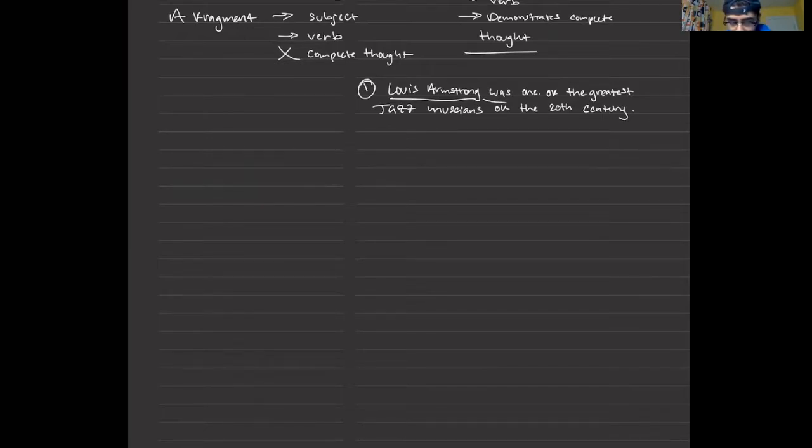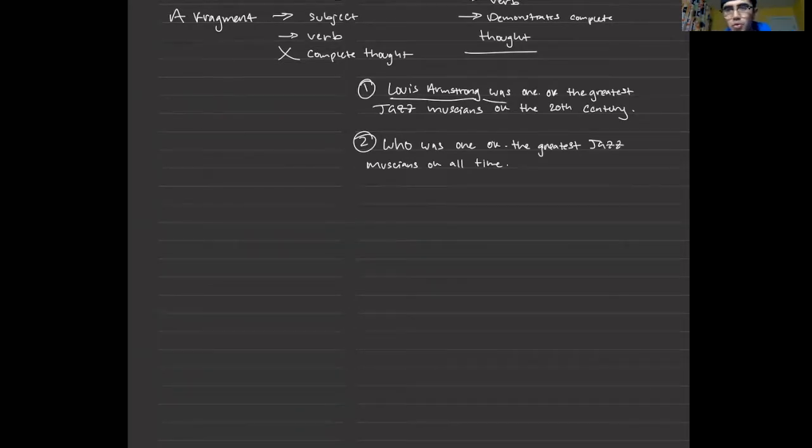Let's just look at this one. Who was one of the greatest jazz musicians of all time? So you're going to be saying that looks like a sentence, right? We have our quote unquote subject here, who, which is not a subject. Don't get that confused. When it says who, who are we referring to? We don't know who.